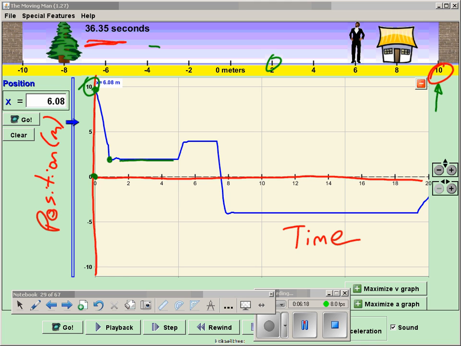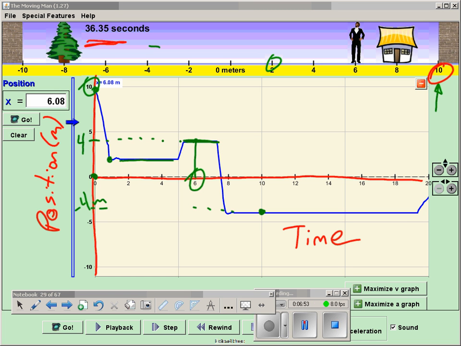So what this graph does is it tells us at any given time what the position is. So for example, 6 seconds after I started moving the dude, his position was, I don't know, about 4 meters, right? And he stayed there for a while, didn't he? After 10 seconds after I started moving him, his position was -4. So this graph tells us all kinds of information.